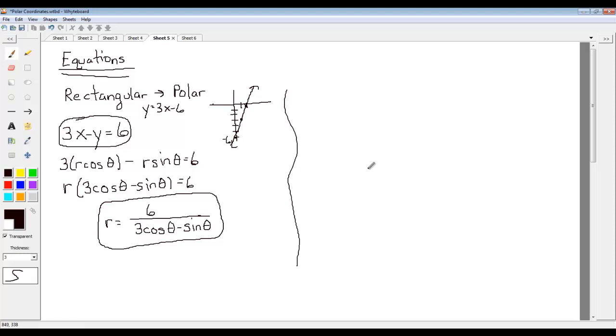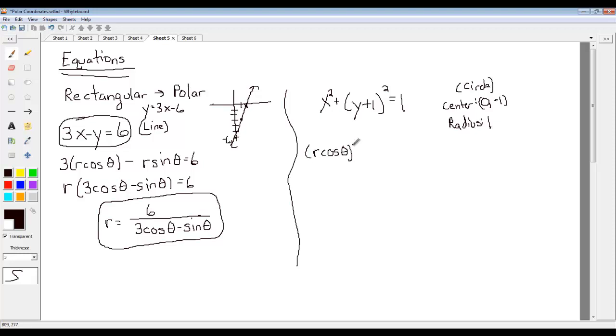All right, let's do another one. This one's actually a circle. x squared plus y plus 1 squared equals 1. So whereas we had a line here, this one's going to be a circle. The center is at 0, negative 1, and the radius is 1. Let's put it in polar form. Let's replace x with r cosine theta, and let's replace y with r sine theta.